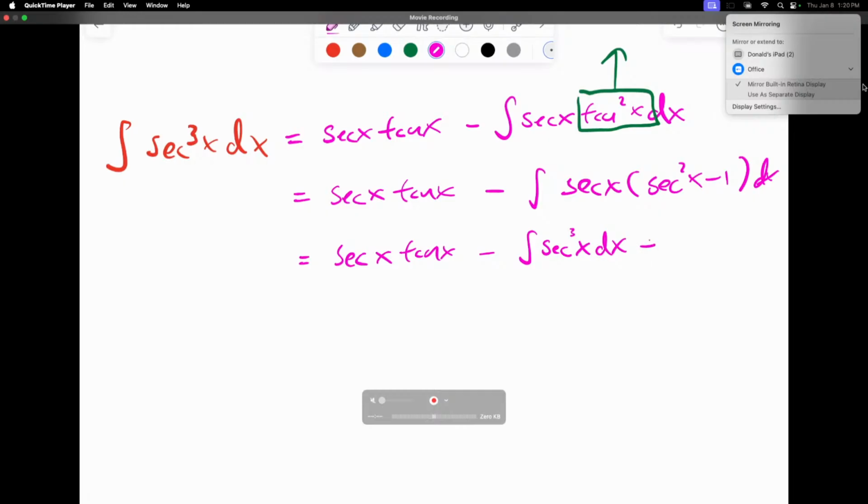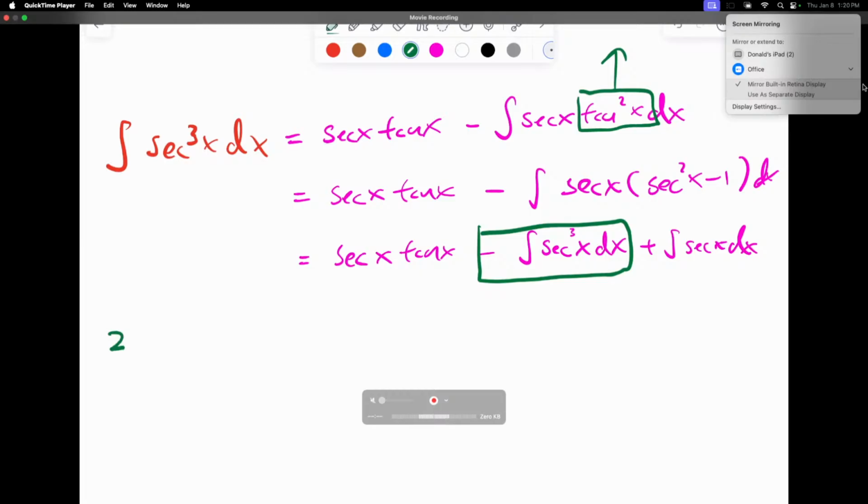This is the math we used to do in elementary school. Middle school math. Do you see that there is a secant cube occurring again, which is the like term? I can move that particular term to the other side.